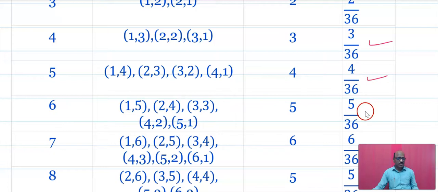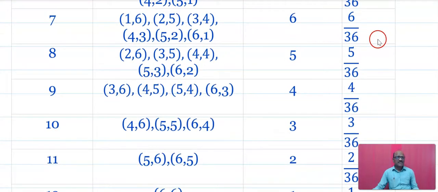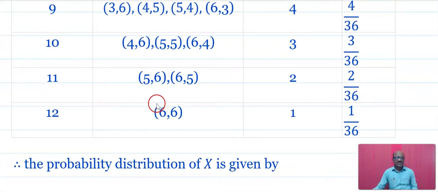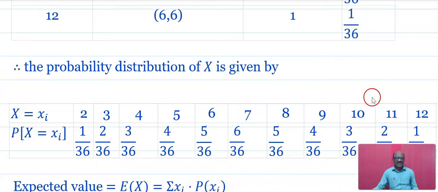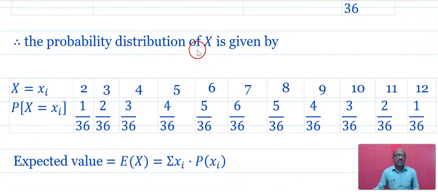Sum 6 is 5 upon 36, 7 is 6 upon 36, 9 is 4 upon 36, 10 is 3 upon 36, 11 is 2 upon 36, and in this way. The probability distribution of X is given as follows: the values x_i, that is 2, 3, 4, 5, 6 and so on, and their respective probabilities.